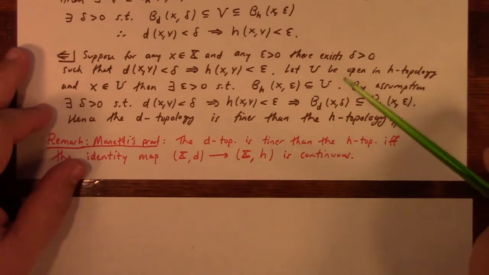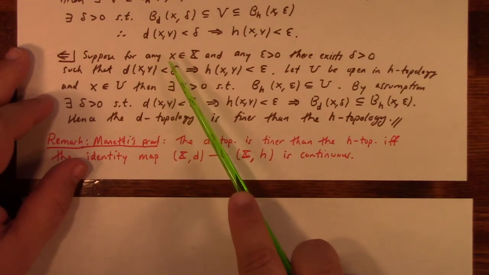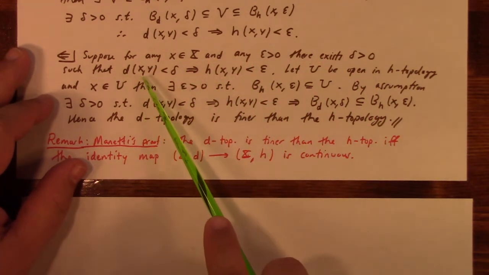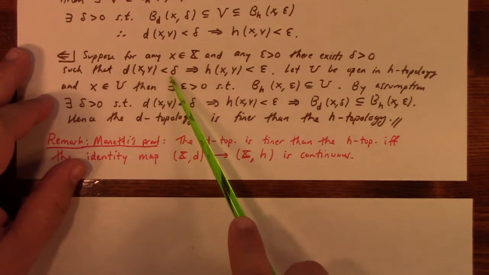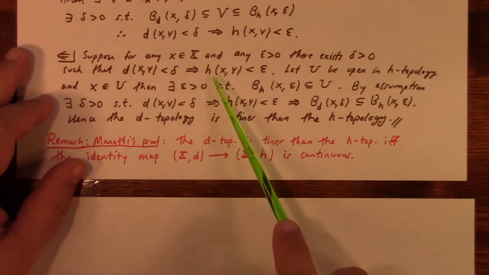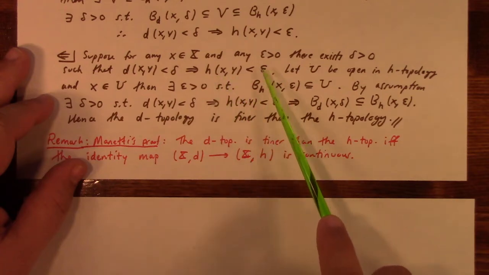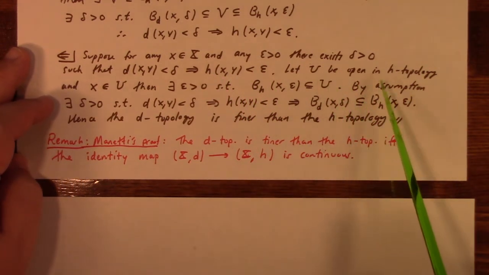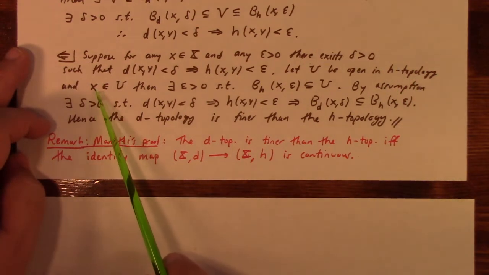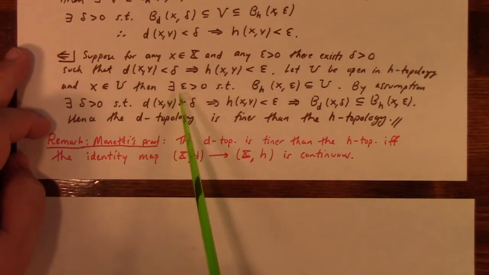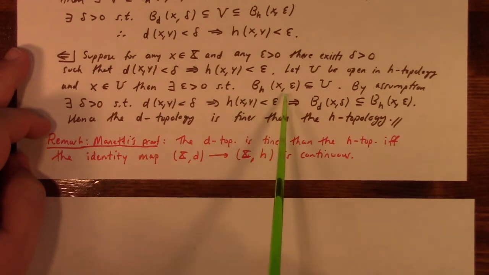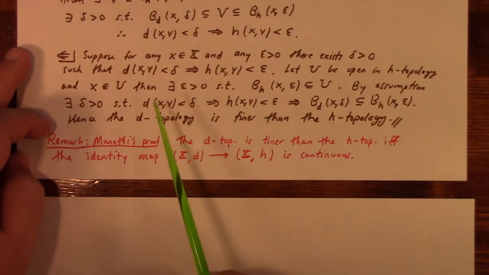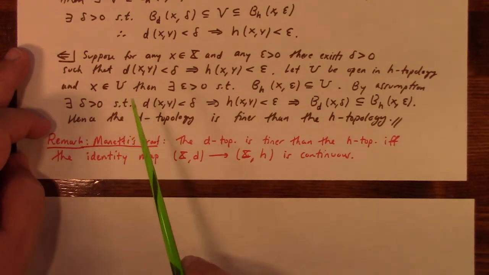Conversely, if we have that condition that for any x and any epsilon greater than 0, there exists delta greater than 0 such that the distance from x to y less than delta in the d distance implies the distance from x to y is less than epsilon in the h distance. Suppose you take U open in the h topology and x is an element of U, then there exists epsilon greater than 0 such that there's a ball of radius epsilon centered around x in h, because we're assuming x is an interior point since U is open.